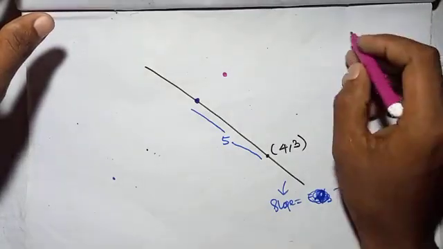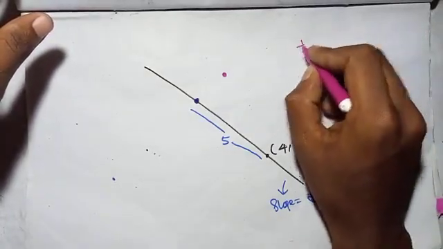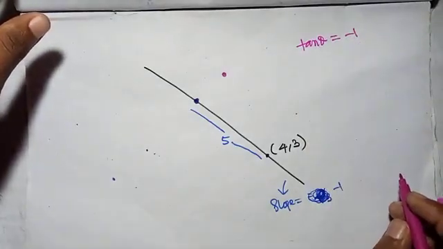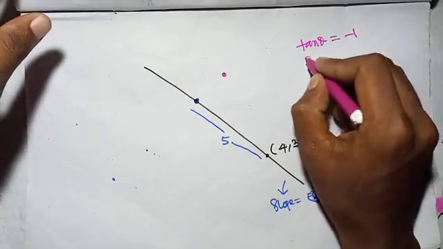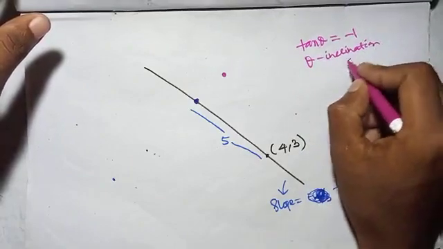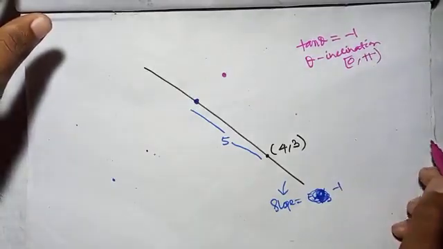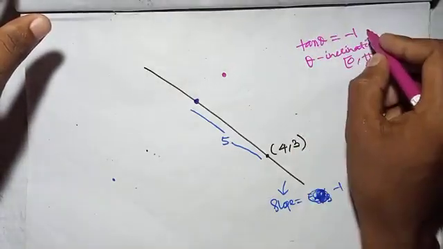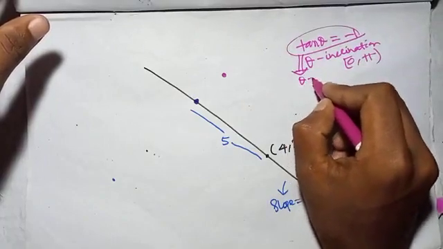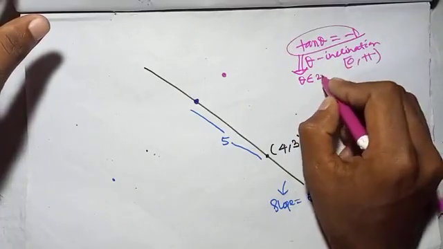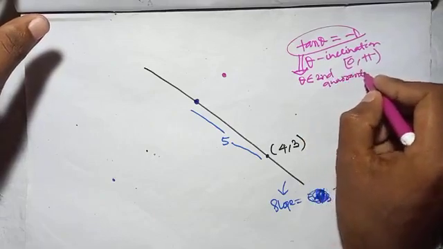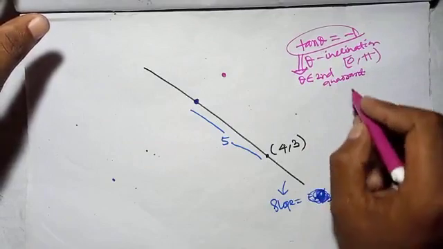First of all, you have to equate the slope with tan theta. So tan theta will be minus 1. Since theta is the inclination, that means it varies from 0 to pi. Again, since tan theta is negative, it indicates that theta belongs to the second quadrant.